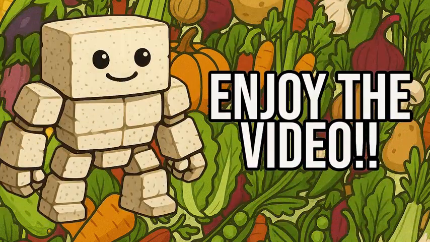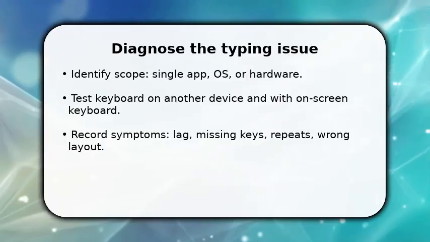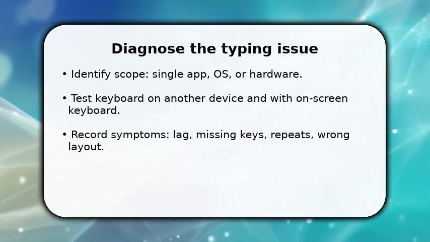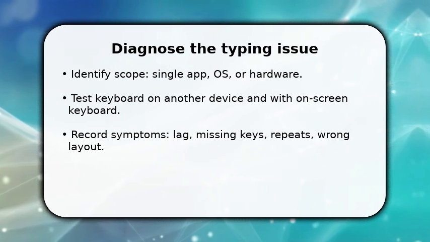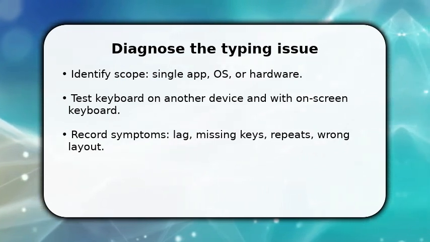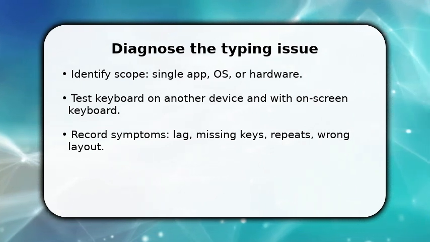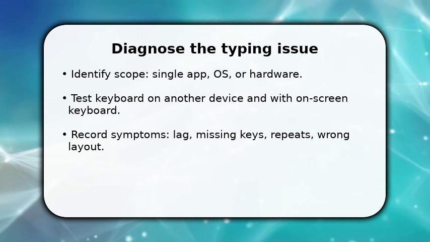Please enjoy the video. You start by isolating the problem so you fix the right layer. First, check whether the issue appears only in one program or across the whole system. This tells you if it's software versus hardware. Then plug the keyboard into another device and try the on-screen keyboard to compare behavior.